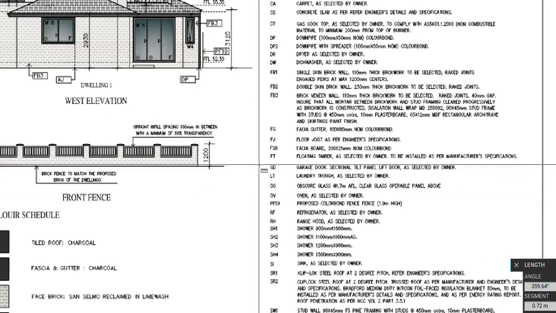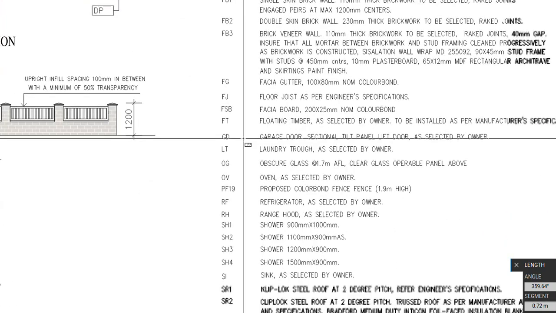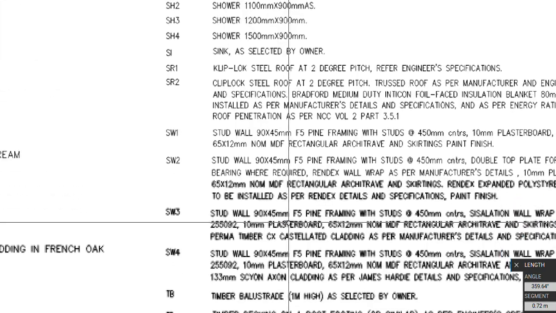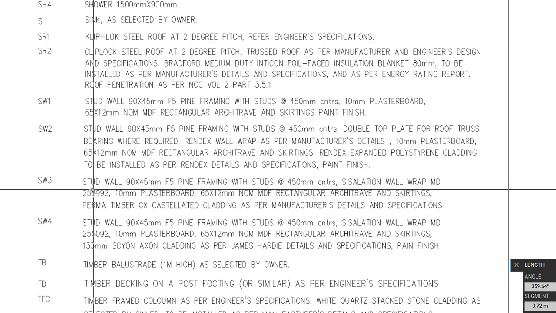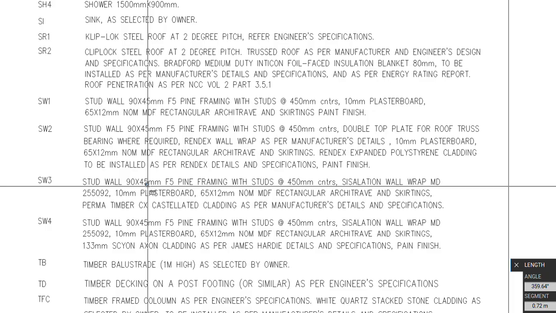Now let's check what is SW3 on this plan. If you check here, that is stud wall framing. This part, the stud wall framing 90 by 45 pine framing, that is the internal. If you check, this line gives you two pieces of information. One is that there is pine framing inside this wall, that is 90 by 45 pine with 450 center to center distance, with Sisalation wall wrap.